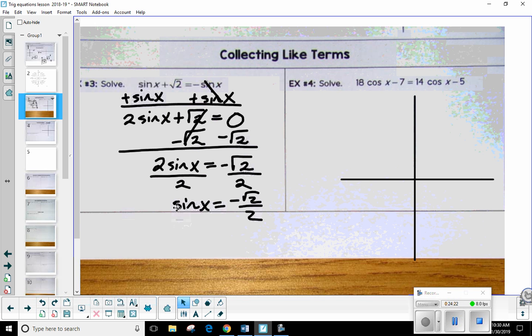Oh, by the sine. Because sine is negative, in what 2 quadrants would sine be negative? There you go. That's right.